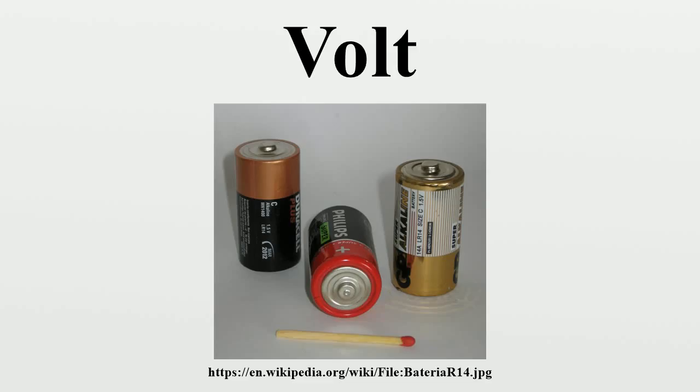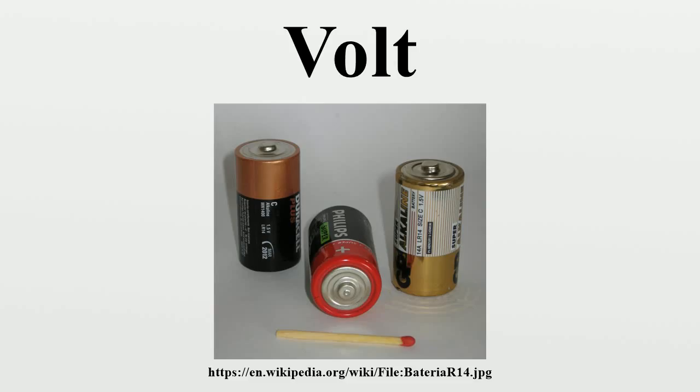Additionally, it is the potential difference between 2 points that will impart 1 joule of energy per coulomb of charge that passes through it. It can be expressed in terms of SI base units. It can also be expressed as amperes times ohms, watts per ampere, or joules per coulomb, which is also equivalent to electron volts per elementary charge.